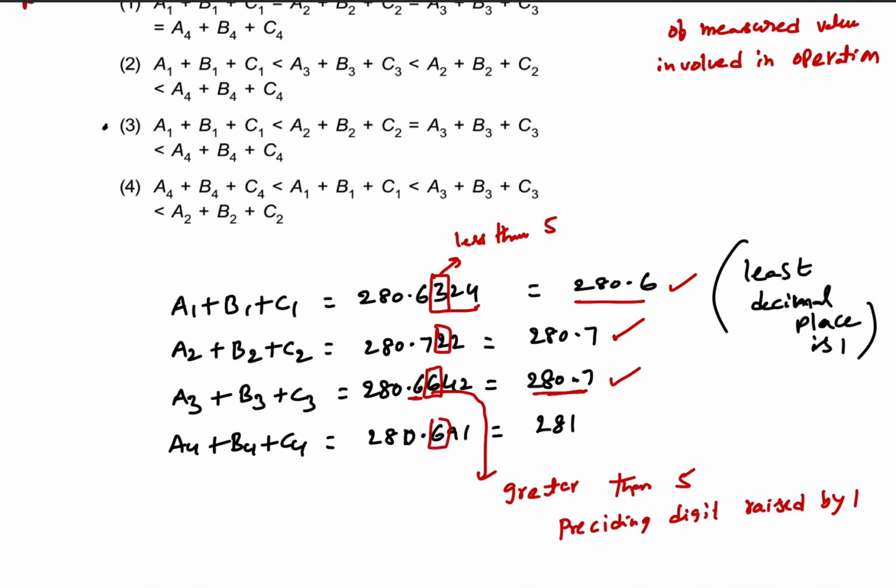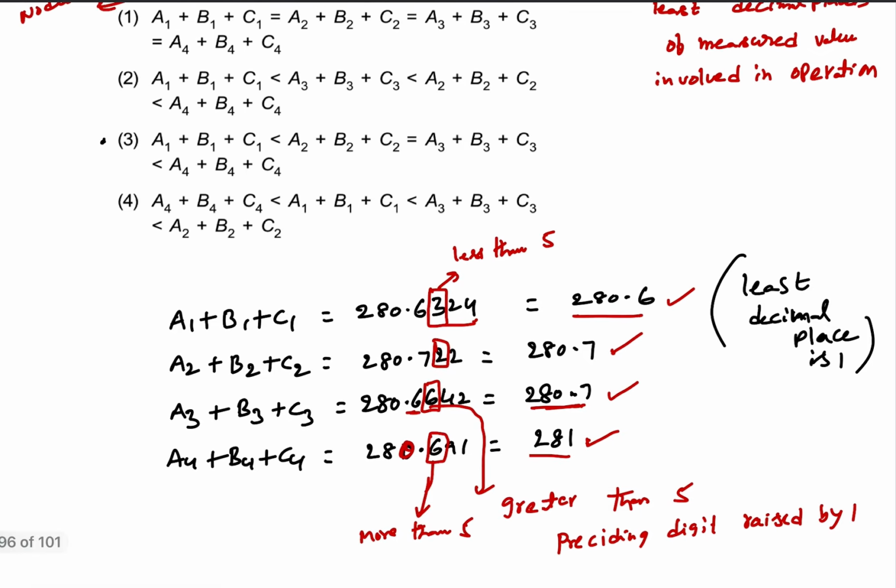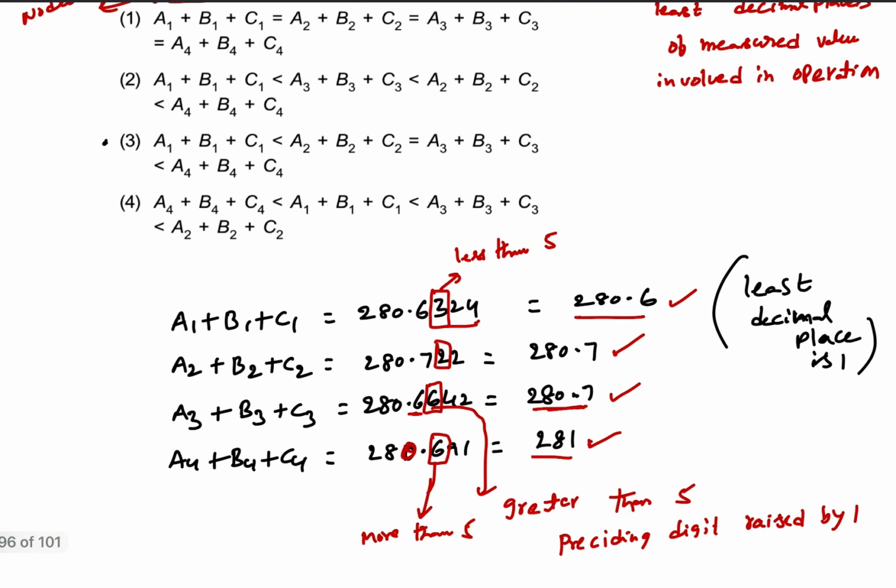Now 6 becomes 7. So we can write 280.7. Third case, fourth case, A4, B4, C4, if we add, 280.69 is there. Now we have to drop 6 only. No decimal place, no least value. Dropping digit is more than 5. Now the preceding digit will be raised by 1. So this 0 becomes 1. I have written 281. Okay, you can check that.